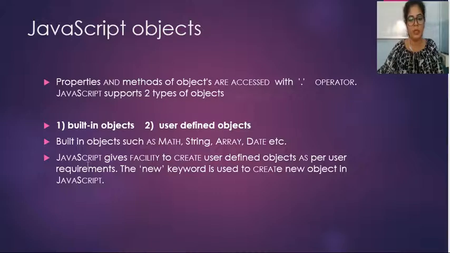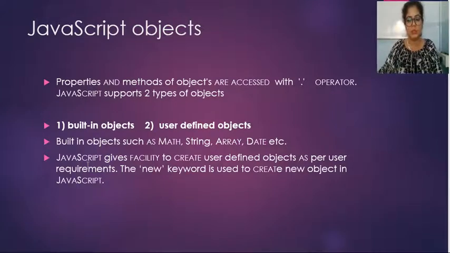Today we will study in detail the Math object, String object, Array object and Date object. You can also get a question: is Math a built-in object or a user-defined object? Math is a built-in object. It is created by JavaScript itself. A user can't define these types of objects. Same for String, Array, Date, etc.